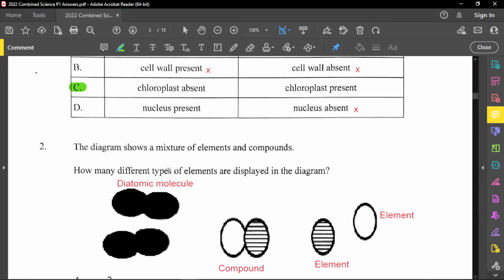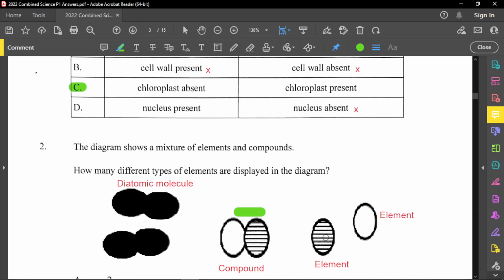All right, for question number 2, it said that the diagram shows a mixture of elements and compounds. It said how many different types of elements are displayed in the diagram? And let me just quickly run through this one. The one in black, that is a diatomic molecule, which means that it's a molecule with the same element. And so this structure right here, this is a compound. Why is it a compound? Because it is a combination of two different elements.